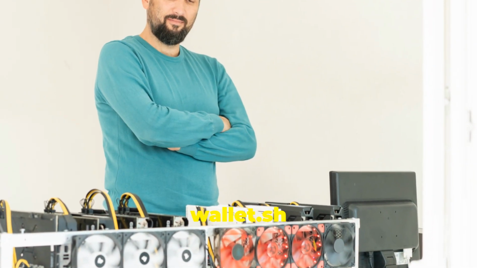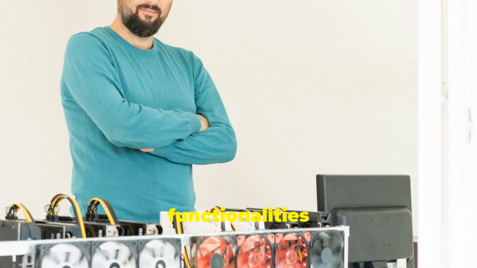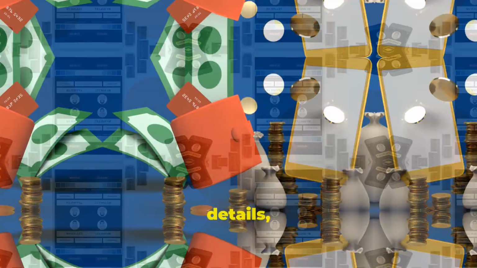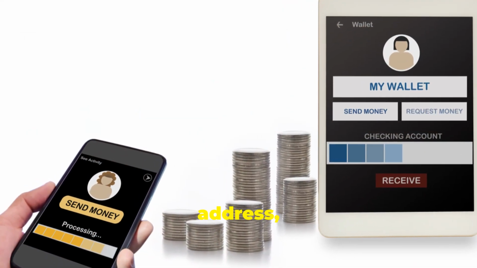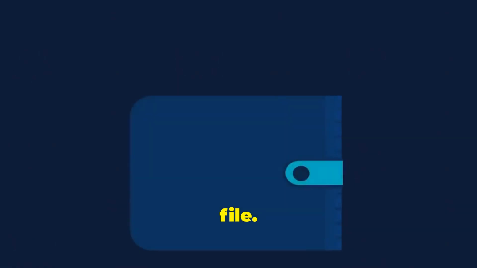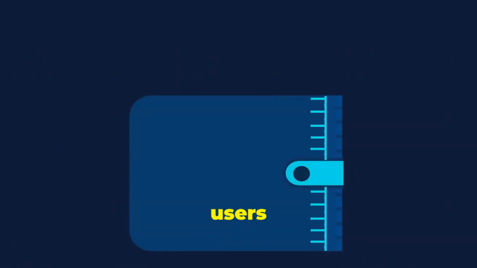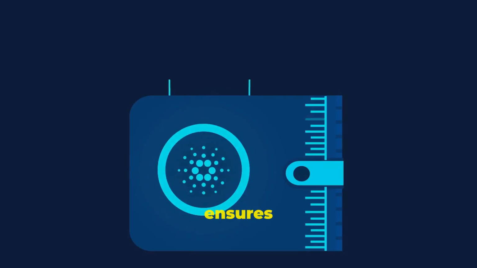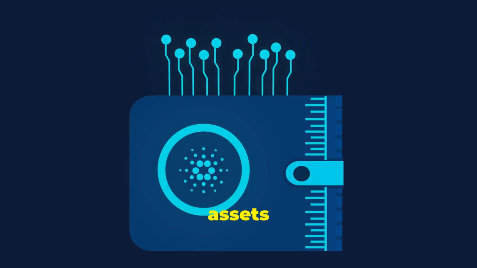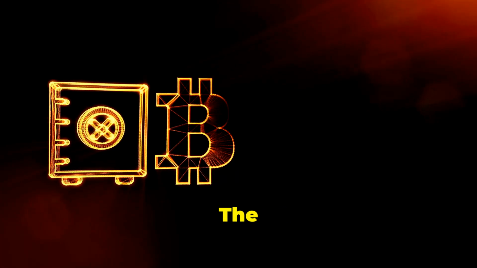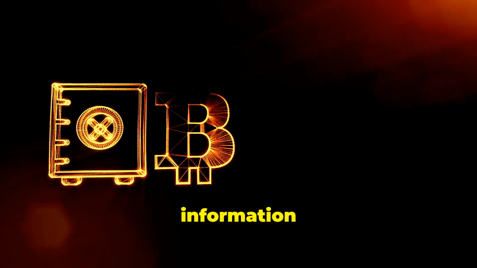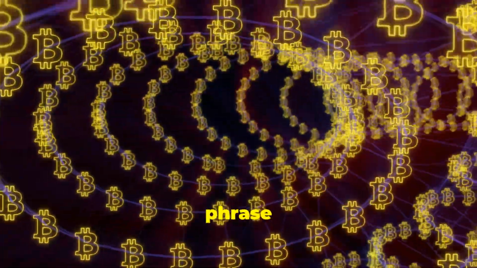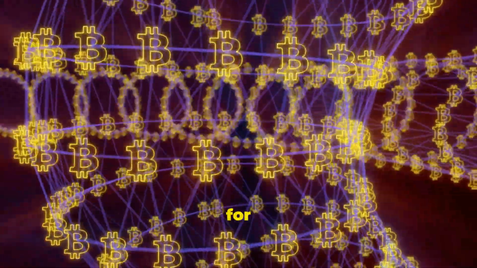Wallet.sh script. The wallet.sh script provides the following functionalities. Create a new wallet: automatically generates a new wallet and securely stores its details, including the private key and public address, in the wallet.txt file. Restore an existing wallet: allows users to restore a wallet by supplying a previously generated seed phrase as a parameter. This ensures that the wallet and its associated assets can be recovered. Note: the generated seed phrase and wallet details are sensitive information and are stored in wallet.txt. The wallet's private key and seed phrase should be securely stored, as they are required for accessing and managing the wallet.